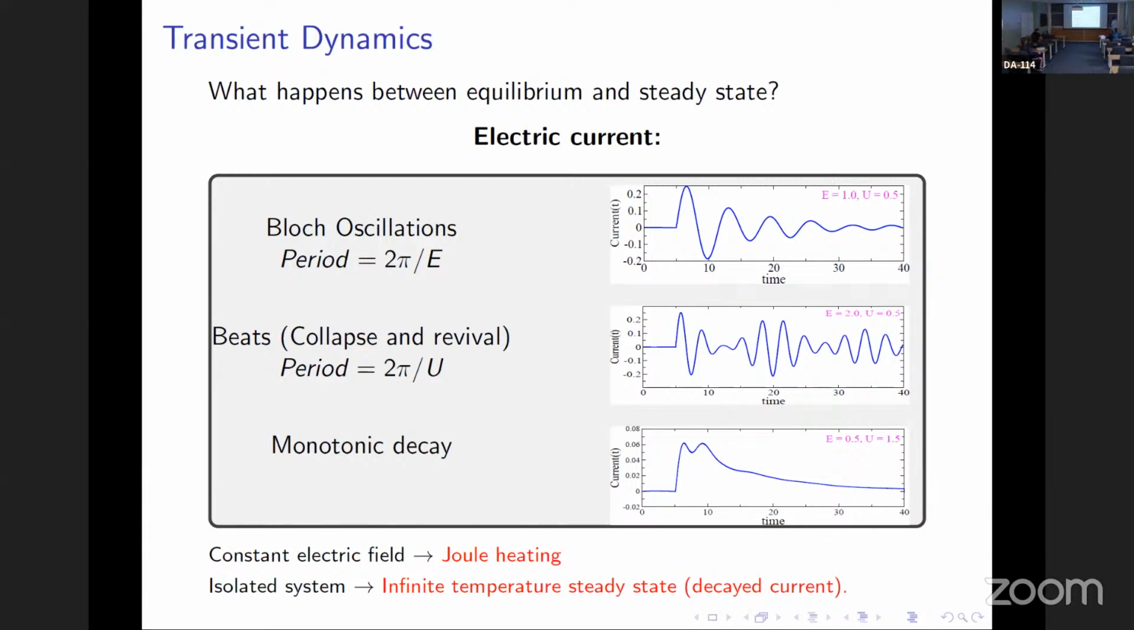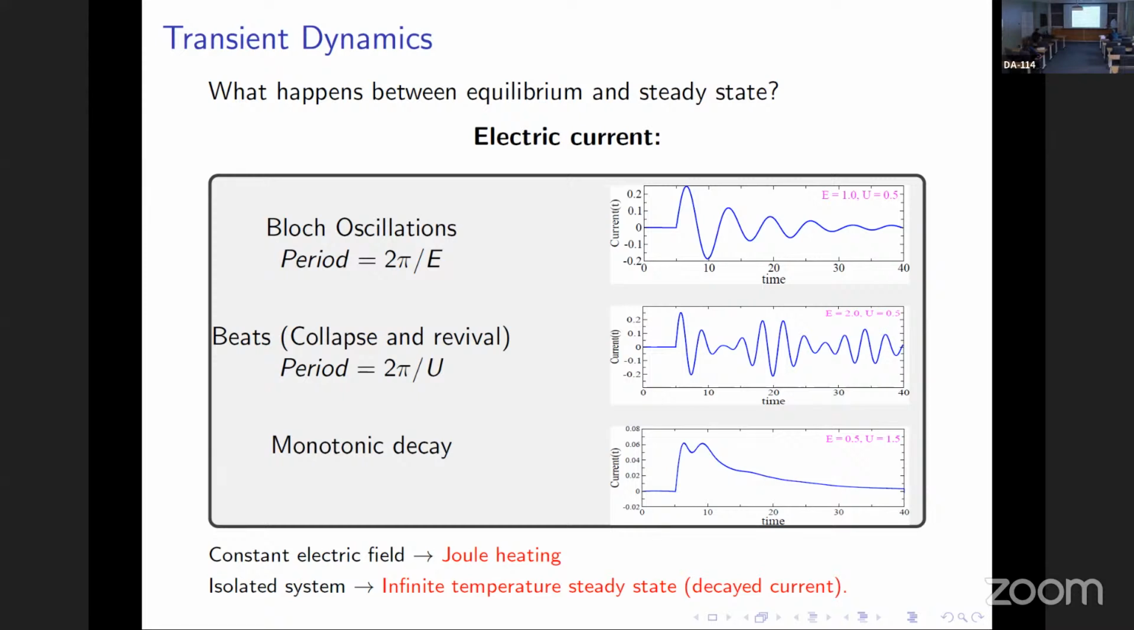In some situations, you get this oscillatory behavior. In other situations, you get a collapse and revival of the Bloch oscillations. And the revival of the Bloch oscillations will occur with a period of 2 pi over U, U being the interaction strength. In other situations, you get just a simple monotonic decay towards 0.